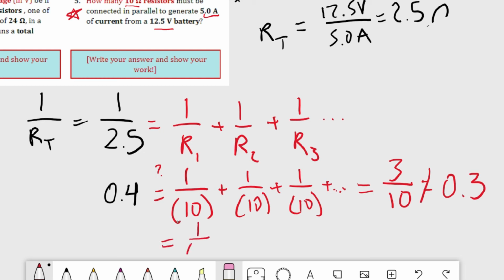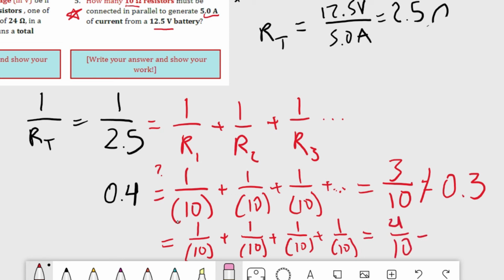In this case, 1 over 10 ohm. Each resistor is 10 ohm. Let's add one more because 3 did not work last time. 1 plus 1 plus 1 plus 1 should give us 4 over 10, which should generate a 0.4. And in this case, we have 4 resistors. 4 resistors should give us 4 over 10 ohms, right? The resistance being the denominator, which equals this 1/2.5.